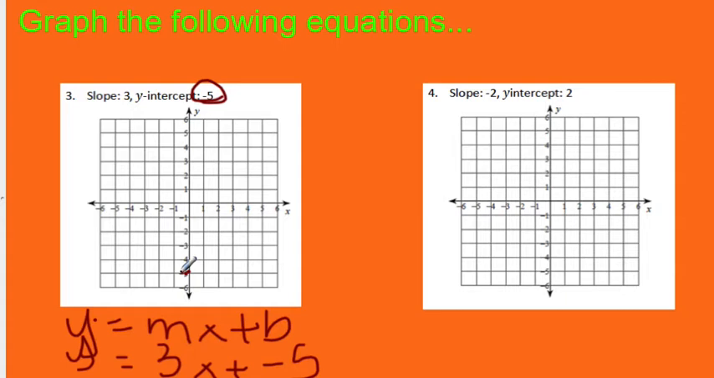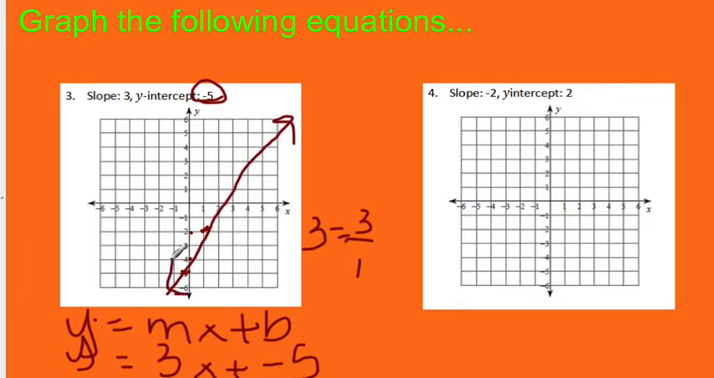And then for my slope is 3. Well, remember that 3 is the same as 3 over 1, which is the same as going up 3 and over 1. So that's what I'm going to do right now. I'm going to go up 3 and over 1, and I'm going to plot that point. So those are the 2 points I'm connecting. So I'm going to go ahead and connect those 2 points.